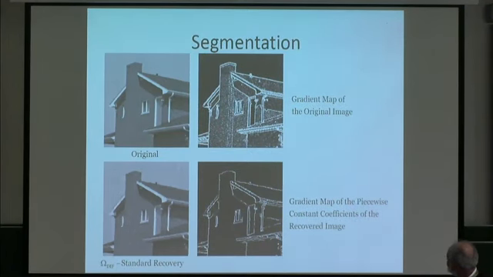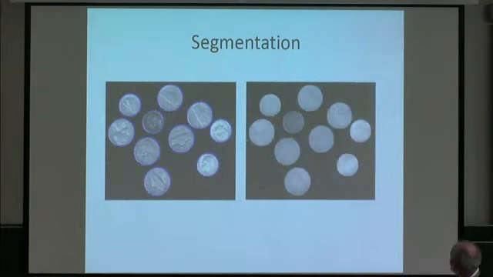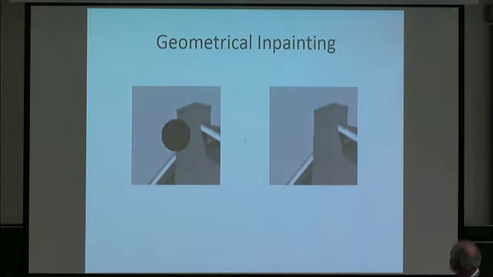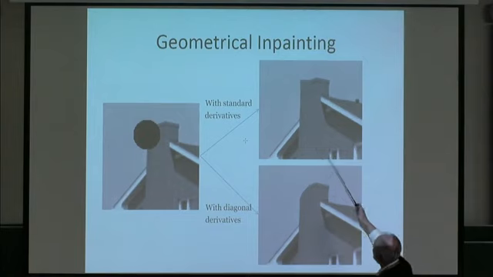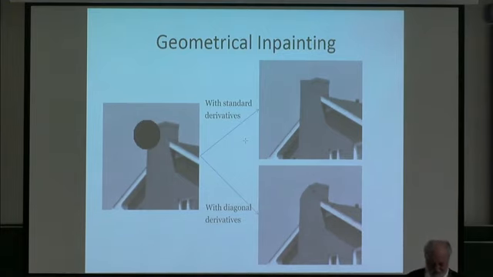And everything is, of course, not perfect, but you get segmentations, and you get geometrical in-paintings, and all kinds of examples. You see, when you assume the derivatives only horizontal and vertical, this is the in-painting that you get when you do directional derivatives. You get there, and you'd improve it if you'd get more directional derivatives.